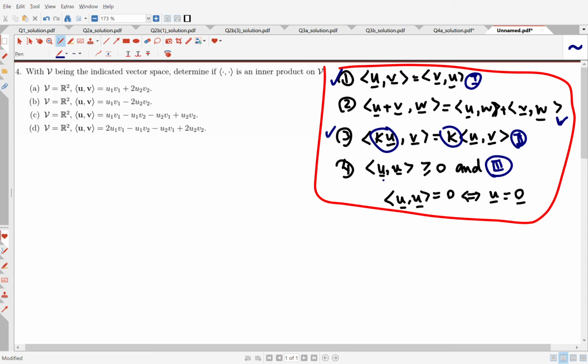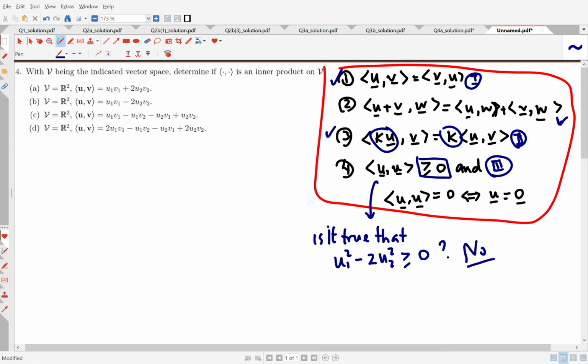How about for uu? This is also quite easy to check because for uu, I change the v to u, so I will have u1 u1, which is u1 square, and u2 v2, but the v2 is just u2, so it is u1 square minus 2u2 square. Is it true that it is always more than or equal to 0? I write it down. Is it true that u1 square minus 2u2 square is more than or equal to 0? No, right? This is very clear.